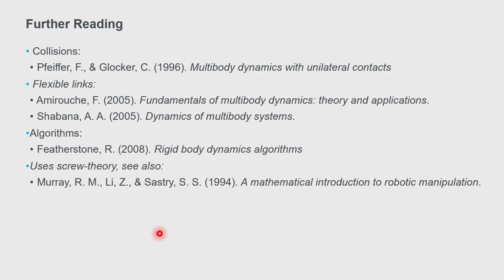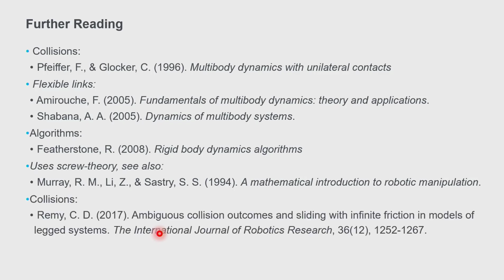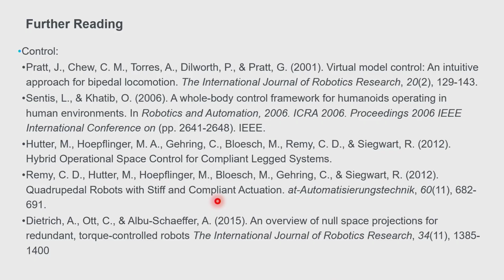There's this idea of screw theory, so having joint vectors, 6-dimensional vectors, that's also used in the Murray-Li-Sastry book. And then there is this paper I showed you about ambiguous collision outcomes, and then there's a bunch of papers on control. Virtual model control, this is about operational space, these ideas of using virtual constraints and projections to get more complex control. And this is virtual model control, in which there's null space projection for redundant or controlled robots. All papers going sort of in the same direction, if you're curious how can I apply this in a controls background?